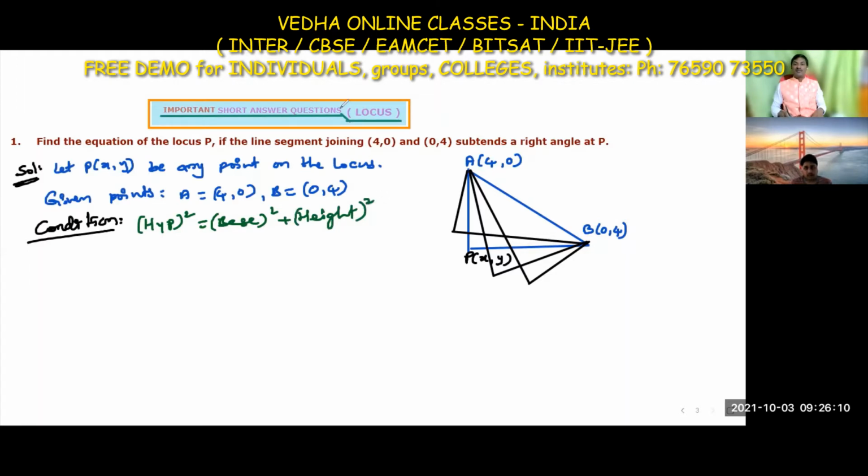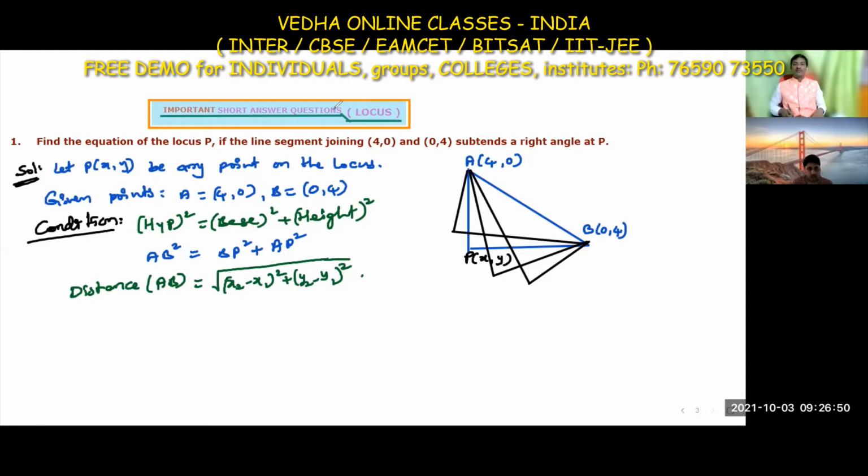Now I am applying this formula here. AB is the hypotenuse, so AB square equals BP square, where BP is the base, plus AP square, where AP is the height. We are going to use the distance formula. If A and B are two points (x1, y1) and (x2, y2), the distance is the square root of (x2 minus x1) whole square plus (y2 minus y1) whole square.